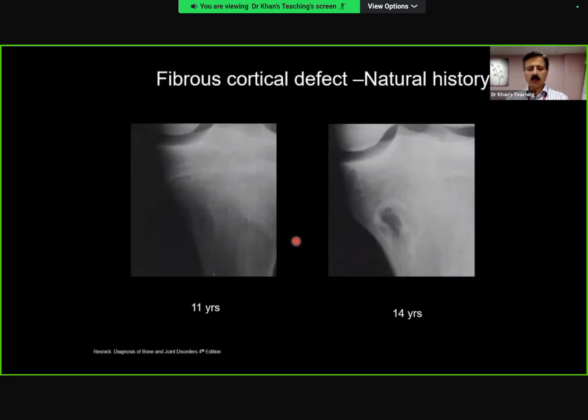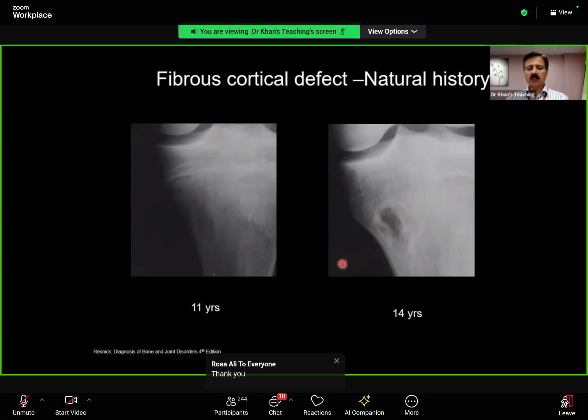So this is from a textbook which tells you the natural history: year 1, and after 3 years, 11 years, 14 years, it is filling up. So this is the natural history of fibrous cortical defect.